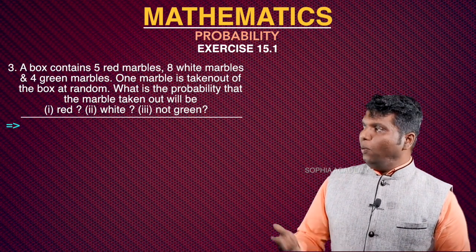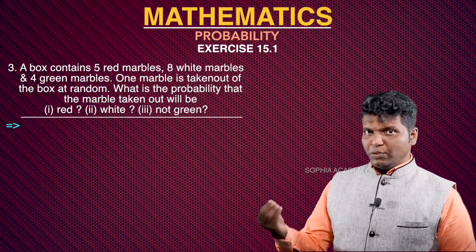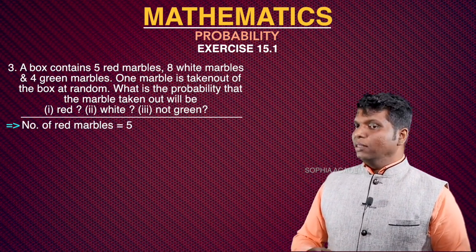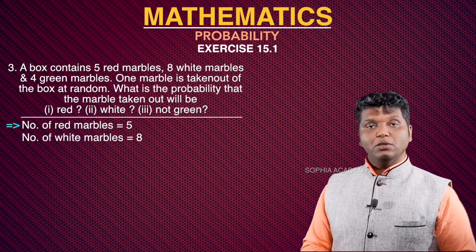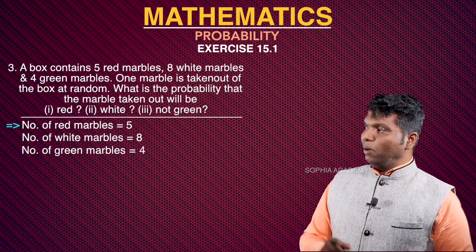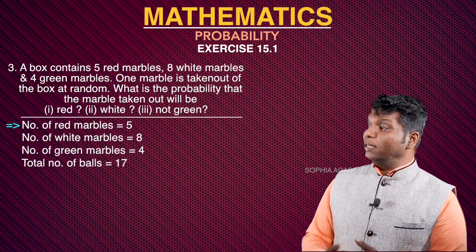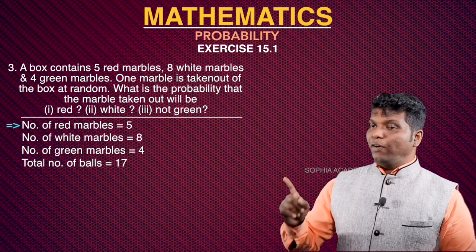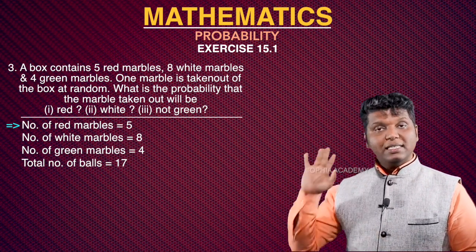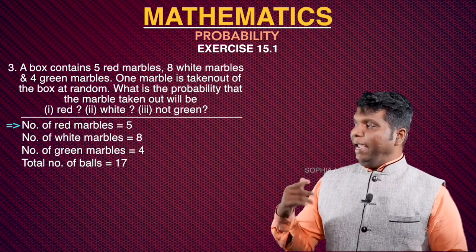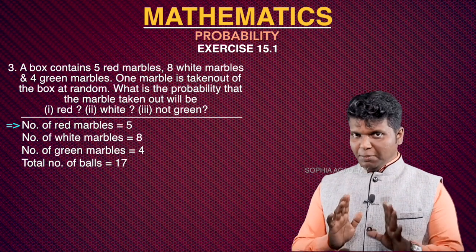First of all, we have to write what is given. The total number of red marbles is equal to 5. The total number of white marbles is equal to 8. The total number of green marbles is equal to 4. So the total number of marbles is altogether 17, because 5 plus 8 plus 4 is 17. So out of 17 marbles, there are 5 red, 8 white, and 4 green. Keep this in your mind.